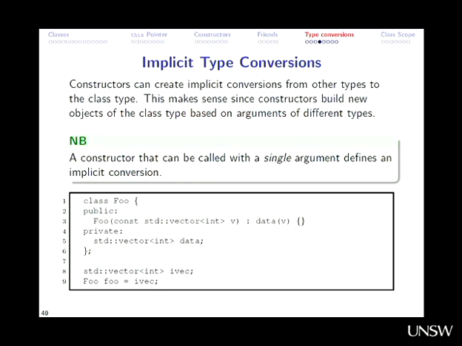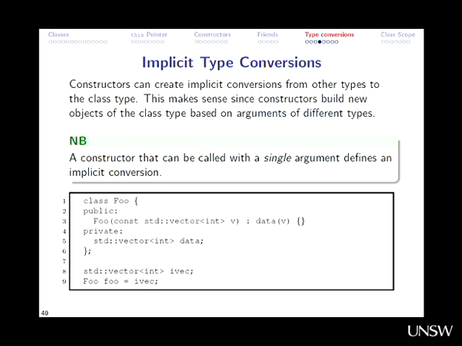So let's talk about type conversions. Constructors are used to create types from other types. They bring together a whole ton of data. So a constructor makes some implicit conversions from one type to some other class type. And that makes sense because constructors build stuff.